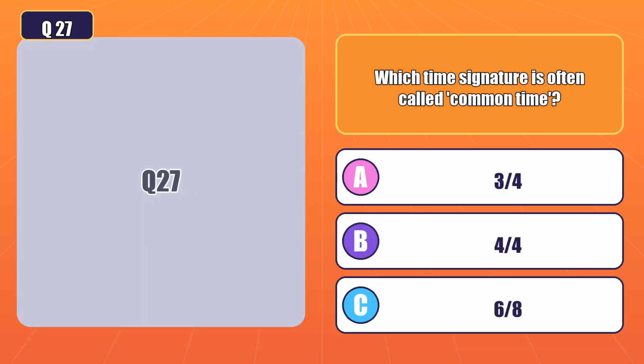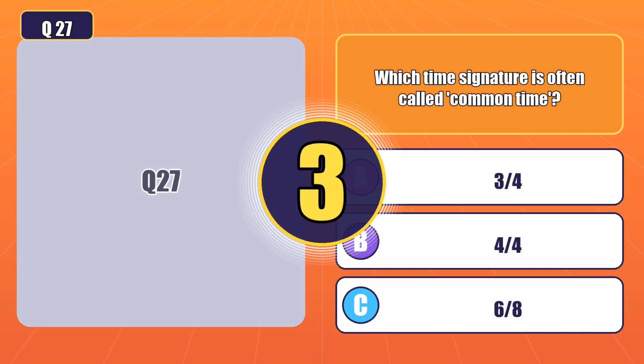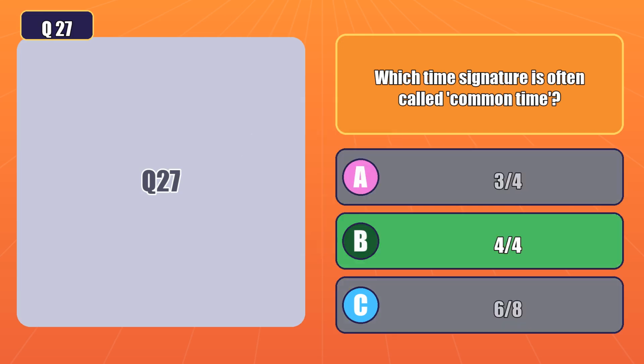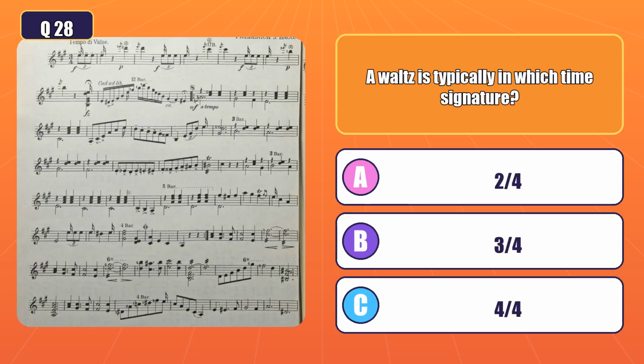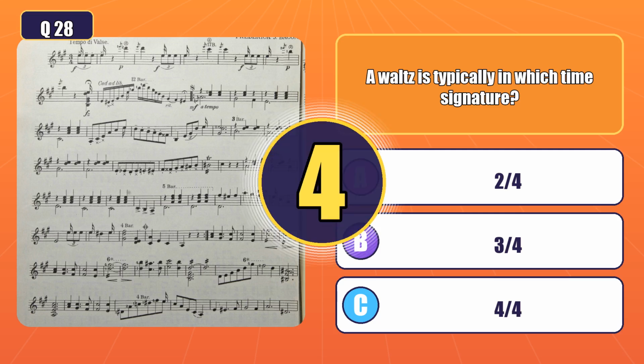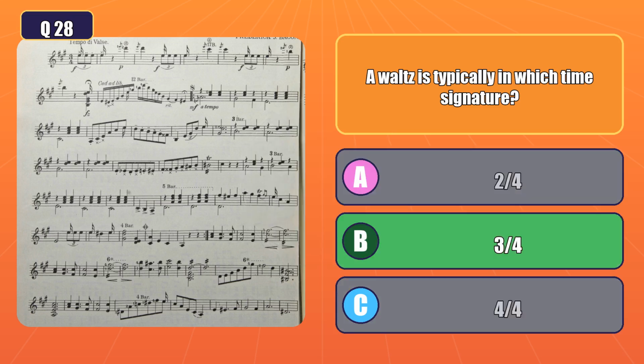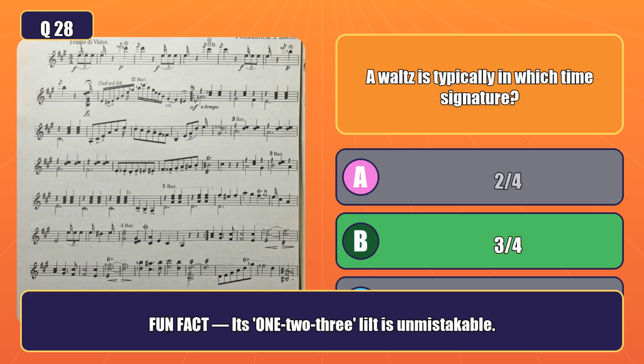Question number 27. Which time signature is often called common time? The answer is 4/4. Fun fact, it's so common it has the symbol C. Question number 28. A waltz is typically in which time signature? The answer is 3/4. Fun fact, its 1-2-3 lilt is unmistakable.